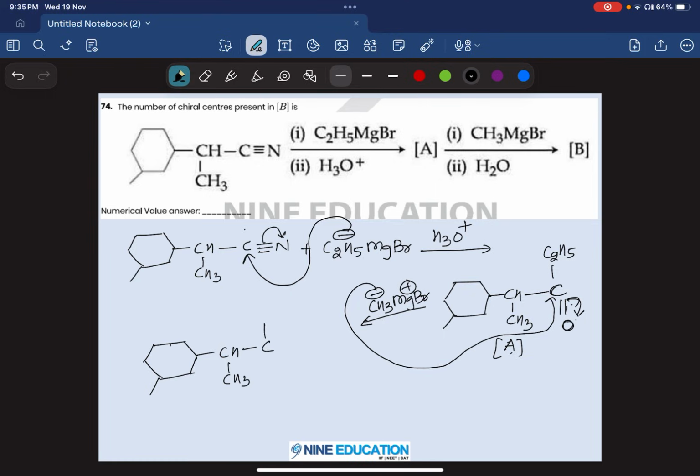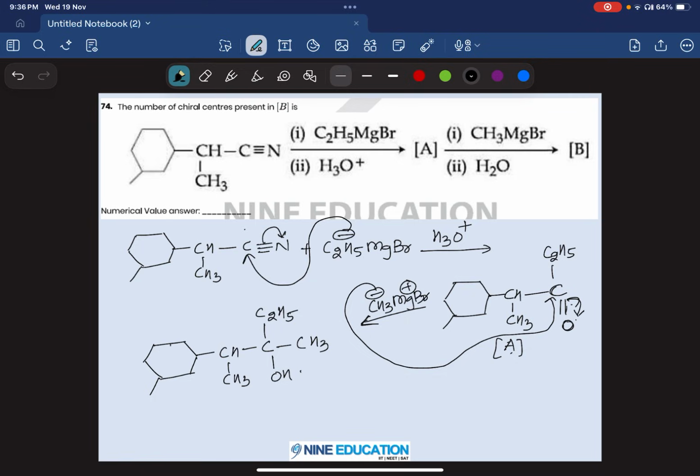C, C2H5, CH3OH. Because the CH3 has attacked the group, the ketone has become an alcohol, a tertiary alcohol. It's like a nucleophilic addition reaction. So here, how many chiral centers are there in this compound? How many chiral centers are there?